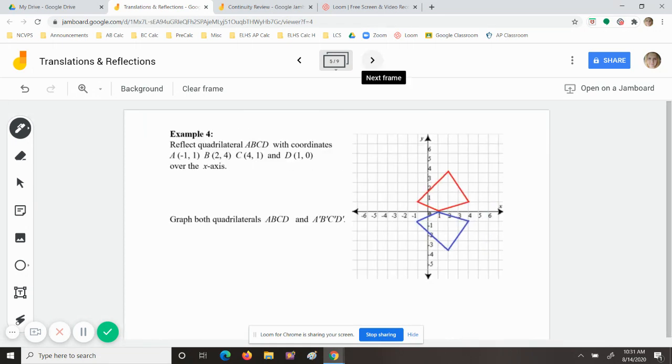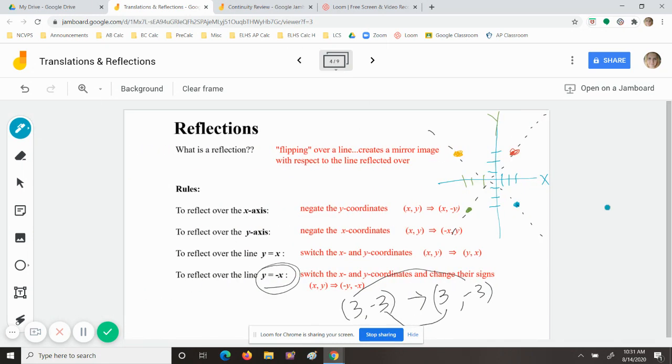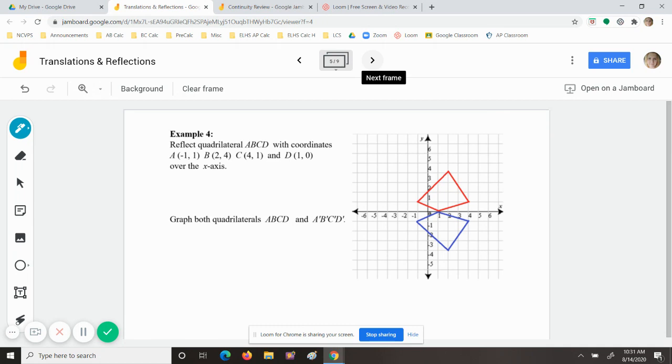All right, let's take a look at using these. Let's say we have a quadrilateral ABCD and then we have the coordinates and we want to flip it over the x-axis. We want to reflect this picture over the x-axis. So remember our rule that we just said, over the x-axis we want to negate the y-coordinates. So let's write out what our new ones would be. A, we keep the x as it is, and we change the sign of the y-coordinate, so we now have negative 1, negative 1.